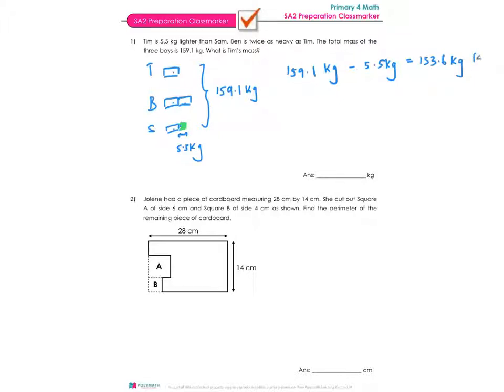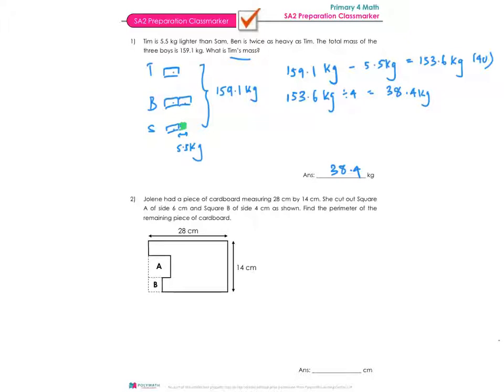So you can write a 4U to remind yourself. 153.6. You want to find Tim, which is 1 unit, so you just divide by 4. That will give you 38.4 kilogram. Since that is 1 unit, which is Tim's mass, that will also be the answer, 38.4 kilograms.